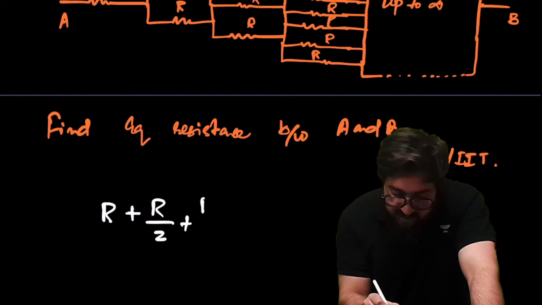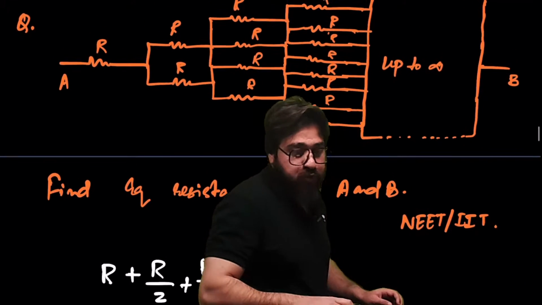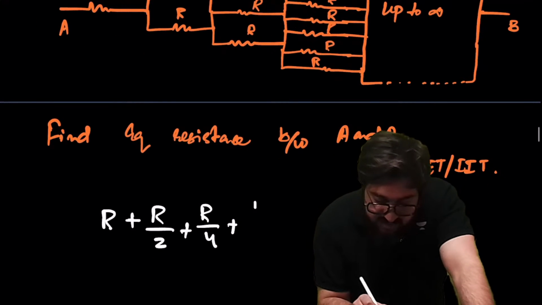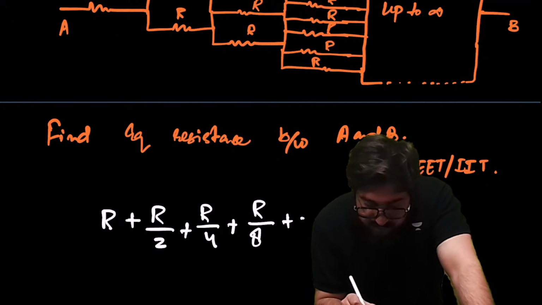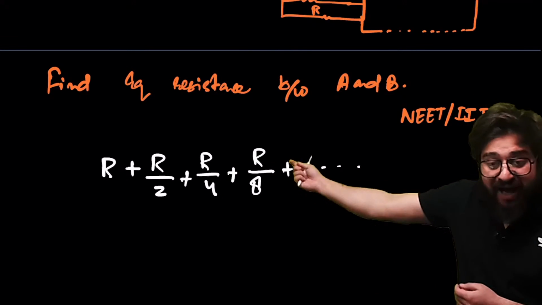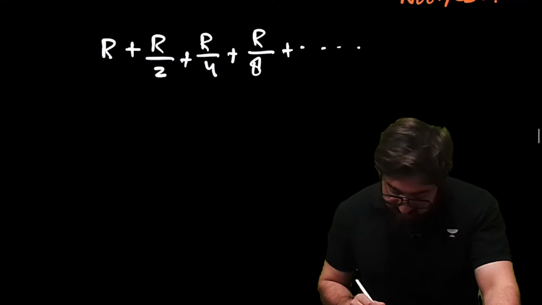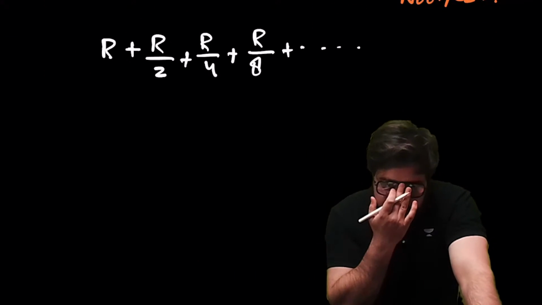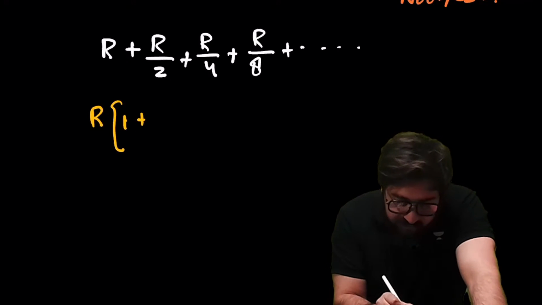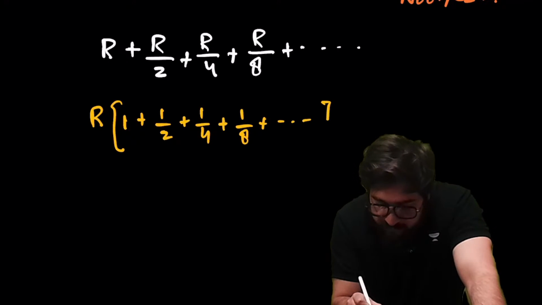Then plus R divided by 4 plus. When it comes to this one, how many are these? These are 8 resistors, so this is R divided by 8, and so on. So these are the resistances. We have to add all of these resistances and we'll get the net resistance between A and B. Listen to me very carefully. We'll take R common in this case. It will be 1 plus 1 by 2 plus 1 by 4 plus 1 by 8 plus so on.